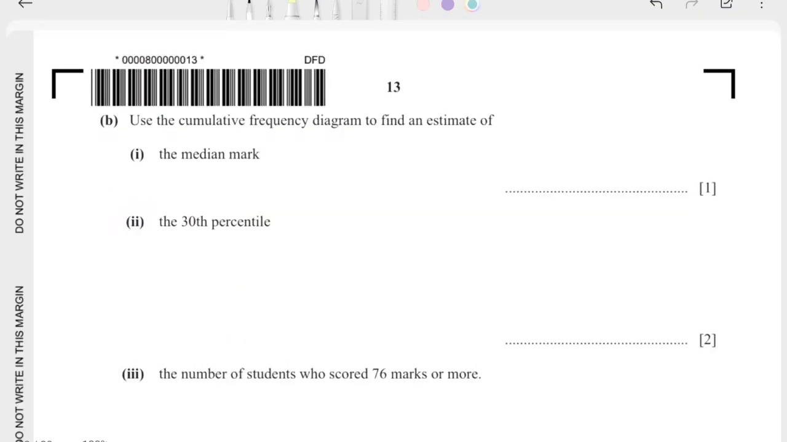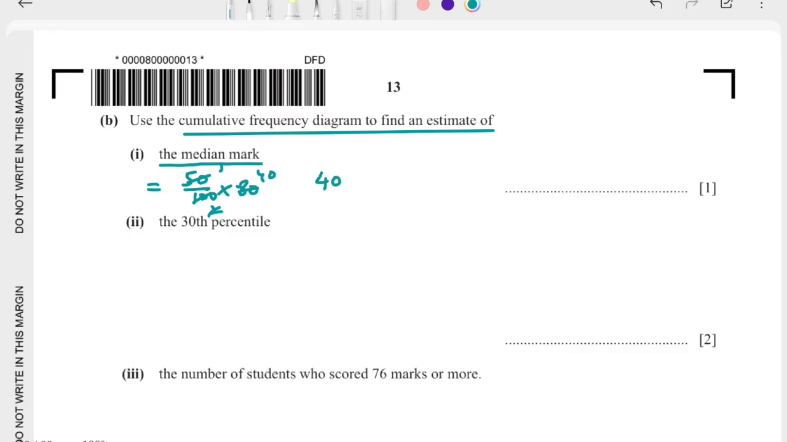Part B. Use a cumulative frequency diagram to find an estimate of the mark median. So median is equal to 50% of your data, that is 80. So we'll simplify it, it is 40. Now we have to find out the marks against frequency 40.